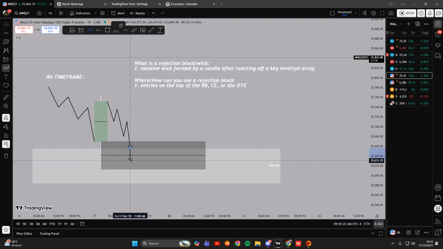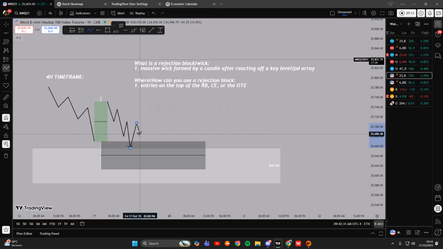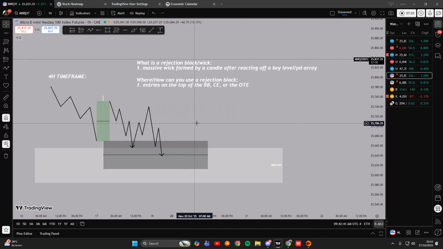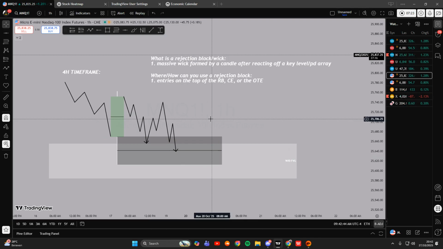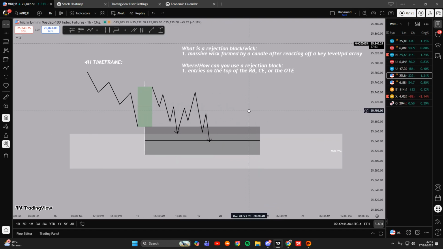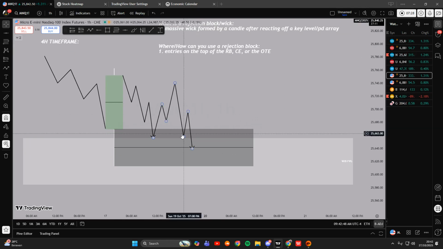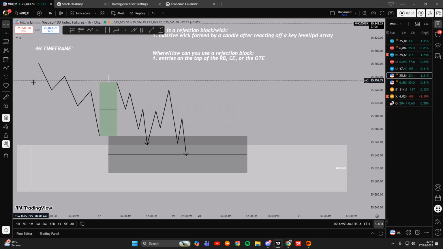If it taps into CE, usually I wouldn't take the rejection block anymore. If it taps into CE, reacts off that a bit, and then you see it retrace back and tap CE, that's how you know this is a good level. But you can't be taking rejection blocks blindly. Why do you want price to tap into the rejection block and make a mini wick inside? If you get what I mean?